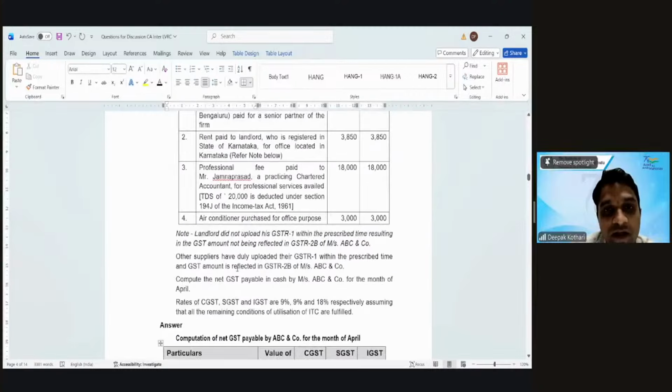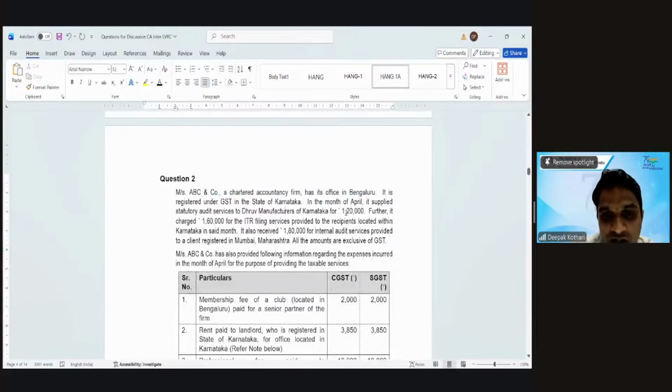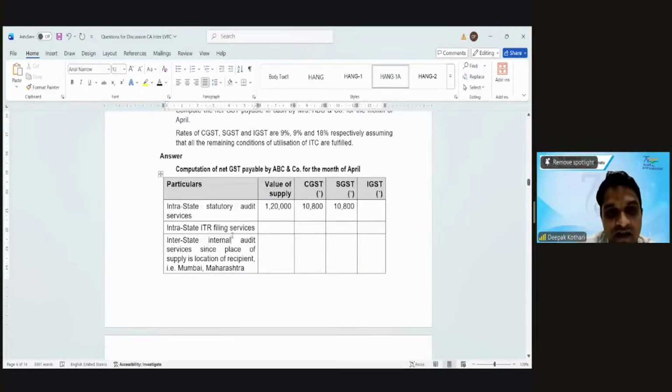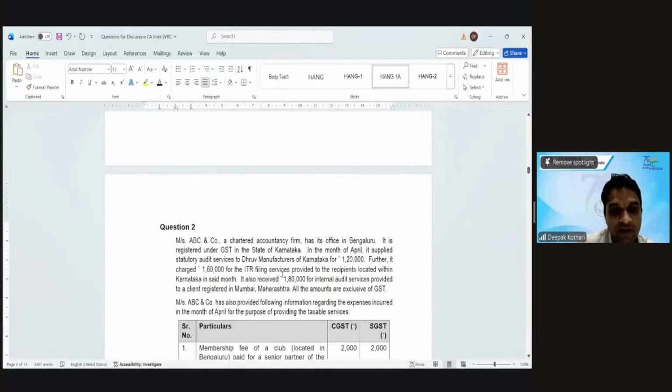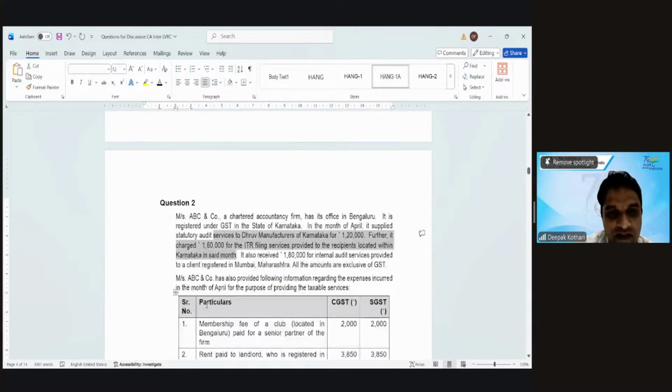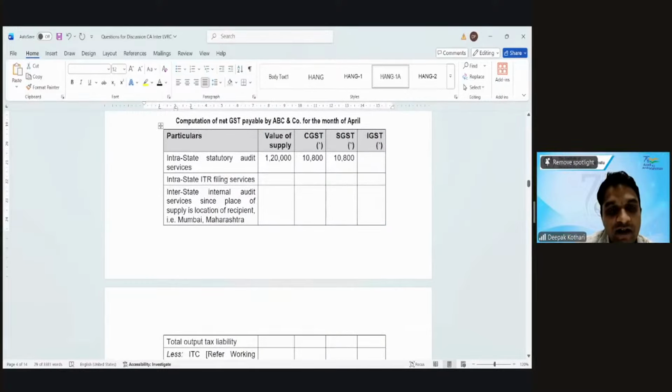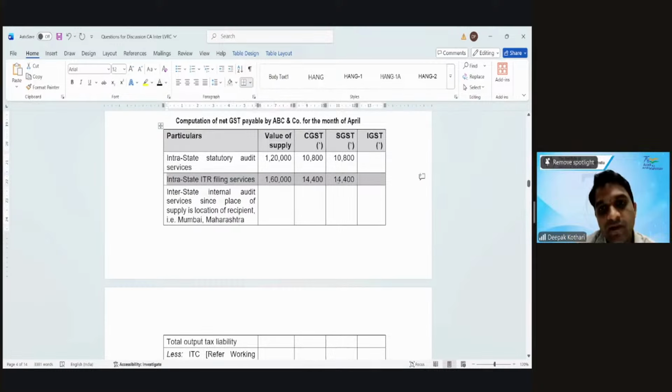So they provided intra-state statutory audit of 1,20,000 rupees. Fine, so CGST and SGST. Income tax filing they have done. ITR filing they have done for 1,60,000 rupees, within the same state. So again, CGST and SGST. Intrastate ITR filing fees is 1,60,000 rupees, on that 9% each again.